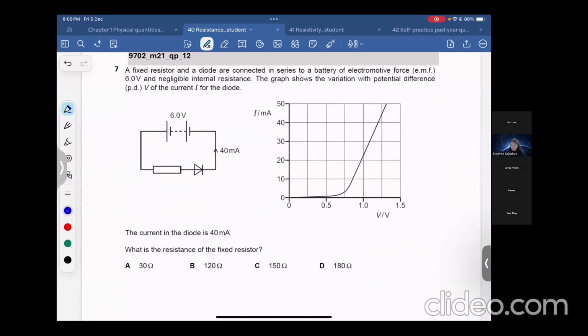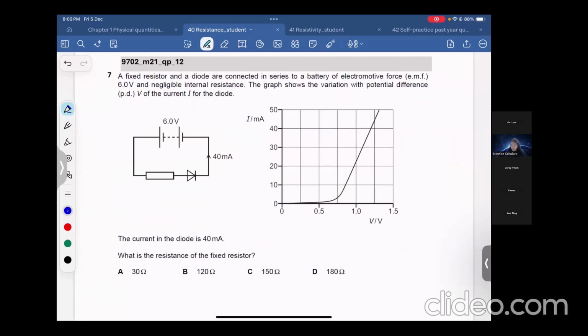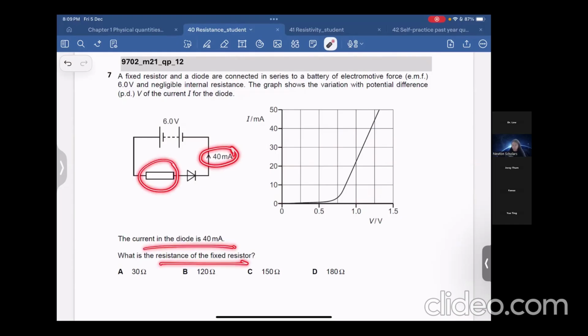A fixed resistor and a diode are connected in series. In series, always remember the current will be the same. They are connected to a battery of EMF 6.0 volt, with negligible internal resistance. We will learn about this in the next chapter. The graph shows the variation with potential difference V of the current for the diode. So this is the I-V graph for the diode. The current in the diode is 40 milliampere. What is the resistance of the fixed resistor?